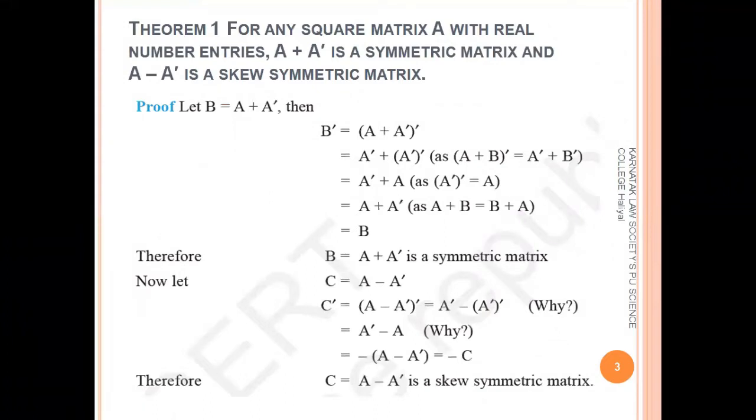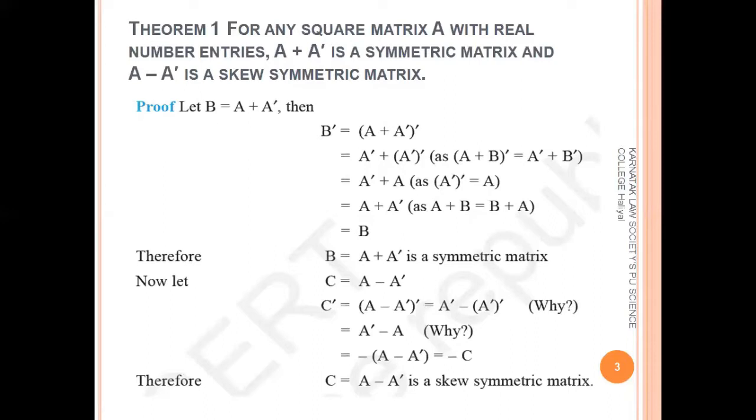The first theorem is: for any square matrix A with real number entries, A plus A dash is a symmetric matrix and A minus A dash is a skew-symmetric matrix. See here, if you consider any square matrix with real number entries and add the matrix and its transpose, A plus transpose of A, then that is a symmetric matrix, and A minus A dash is a skew-symmetric matrix. We need to prove these two statements here. It will be asked for 2 marks in your examination.